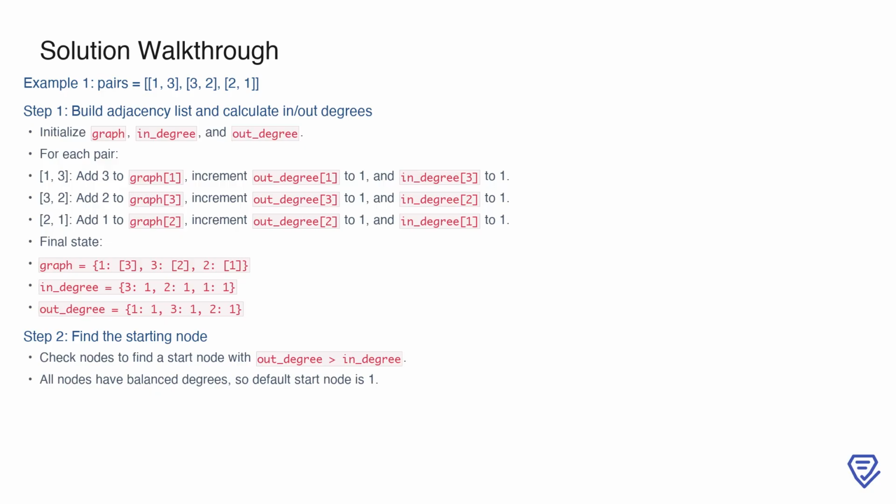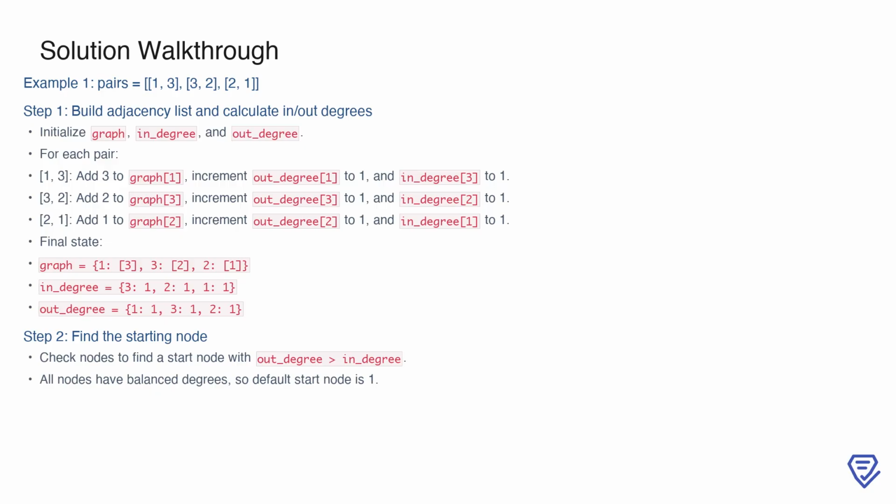To solve this problem, we start by building an adjacency list and calculating the in and out degrees for each node. Looking at the pairs [1, 3], [3, 2], [2, 1], we process each pair one by one. For [1, 3], we add 3 to the adjacency list for node 1, increment the out degree of node 1 to 1, and increase the in degree of node 3 to 1. Next, [3, 2]: we add 2 to the adjacency list for node 3, update its out degree to 1, and increase the in degree of node 2 to 1. Finally, [2, 1]: we add 1 to the adjacency list for node 2, update its out degree to 1, and increase the in degree of node 1 to 1.